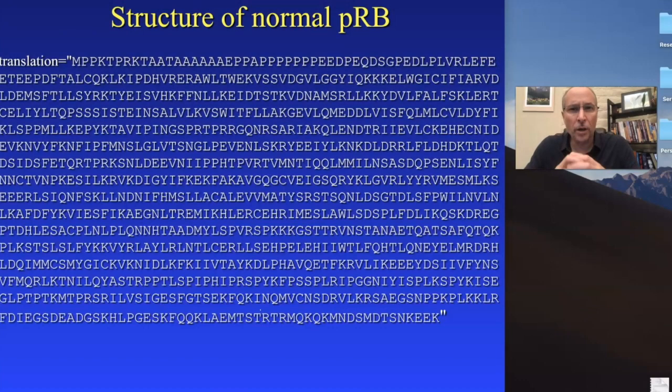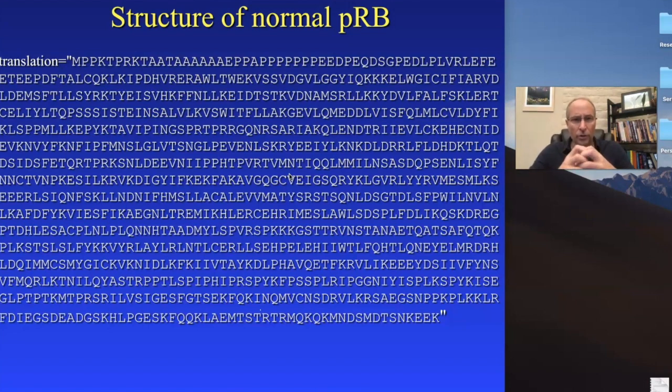So let's take a look at pRB. Remember, pRB is a protein, therefore it's a polymer of amino acids, and here is the structure of normal healthy pRB. And if you look here, we look at the translation. We already know what translation is. This is after the ribosome has read the messenger RNA, it's produced this sequence of amino acids, methionine, proline, proline, and so on. Okay, and so you can see it's got this structure right here that is the normal primary structure. It then folds into the blob. We call it tertiary structure. It performs its function and so on.